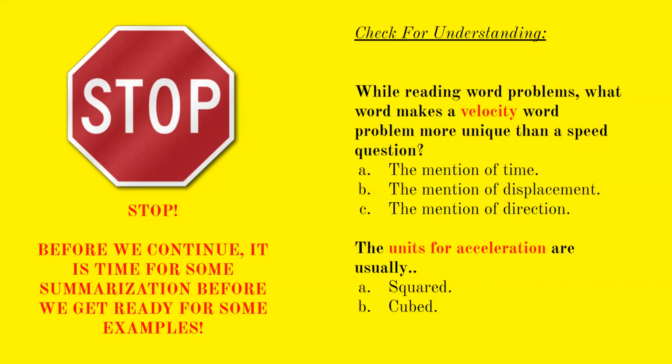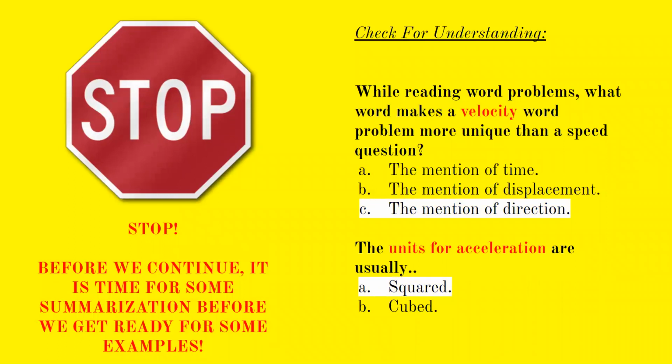Think about it. The units for acceleration are usually what? A squared or B cubed. That's my drum roll. If you pick C for direction making velocity word problem more unique, you are absolutely right. And for number 2, the units for acceleration are usually squared. These are two things that we just talked about. So if you feel like you didn't catch that, please rewind your video and take a look at them.